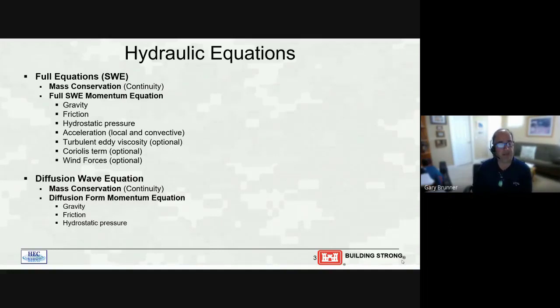Well, diffusion wave is the exact same mass conservation equation, but the momentum equation in diffusion wave is very limited. There's only 3 terms: gravity, friction, and hydrostatic pressure. So the main thing that's missing is those acceleration terms, that local and convective acceleration. Those are important terms for certain types of problems. And additionally, you can't turn on turbulence, Coriolis, or wind forces if you're using diffusion wave. You have to go to the full shallow water equations.